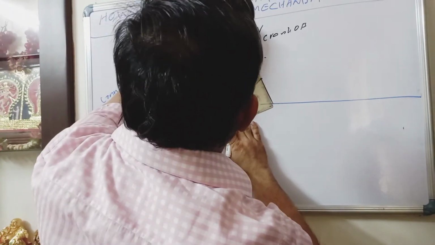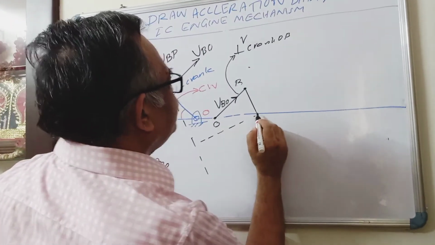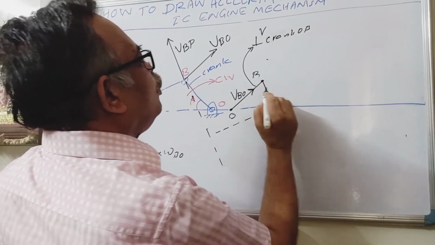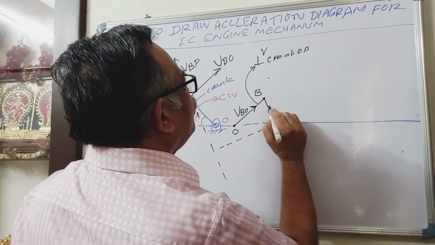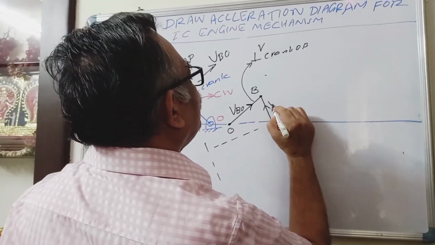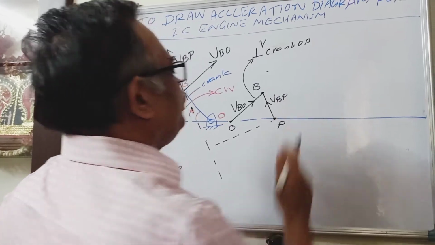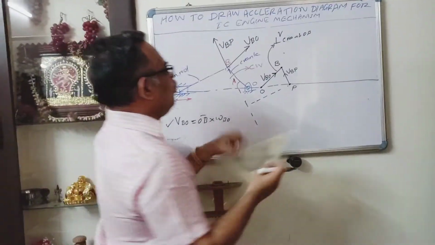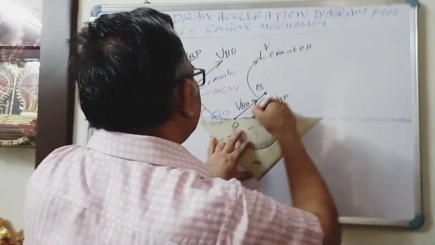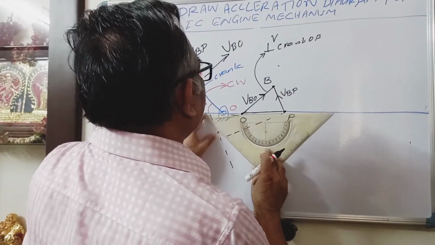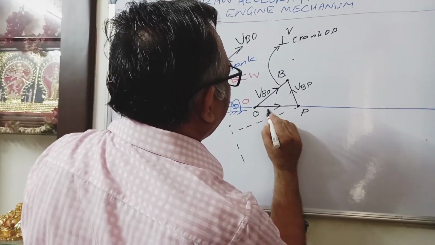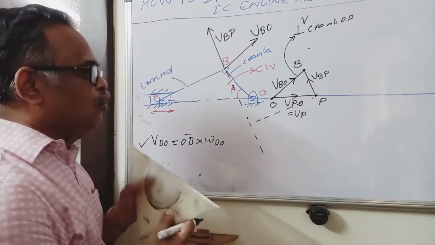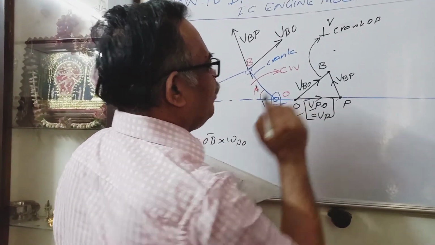Now see, the piston is moving along this line, so this will be point P, right? So velocity of B with respect to P will be like this. Have you understood? So this is velocity of B with respect to P. What does this line indicate? This will give you the velocity of P with respect to O, that is equal to the velocity of piston P. That is what this particular vector gives.